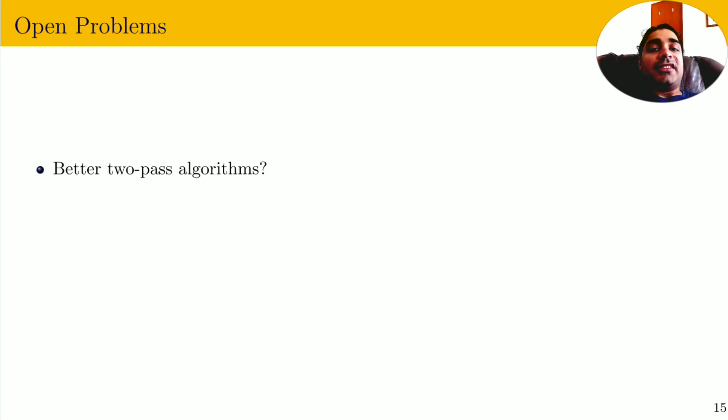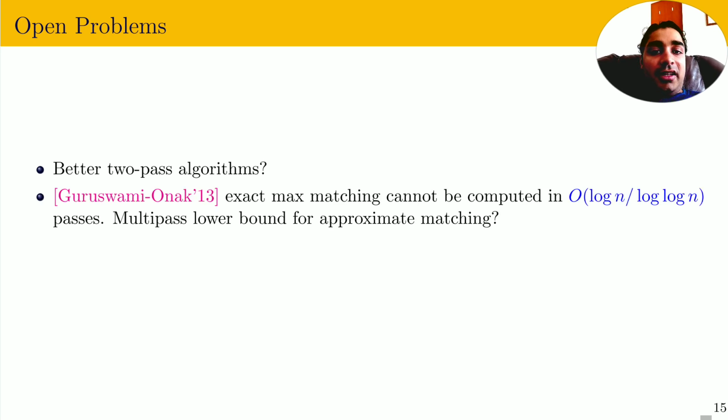So to conclude, we'll see some open problems. Can we give better 2-pass algorithms? This could lead to better multipass algorithms. And on the lower bound side, Guruswami and Onak showed that exact maximum matching cannot be computed in log n by log n passes in the semi-streaming setting, that is using n polylog n space, but no multipass lower bound for approximate matching is known. Can we even show a lower bound for 2 passes? That's it. Thank you.